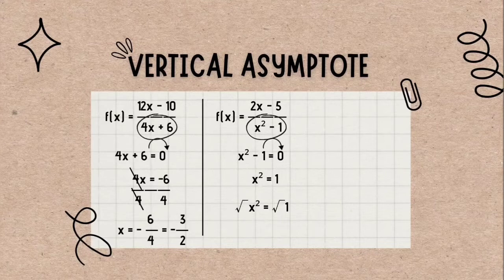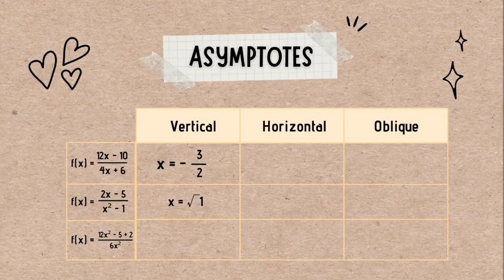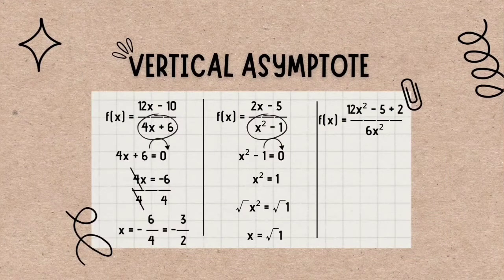So, square root ng x squared ay x. Ang square root ng 1, meron ba? Wala. So, ang sagot ay x equals to square root of 1. So, let's proceed on to the next example. F of x equals 12x squared minus 5 plus 2 over 6x squared.